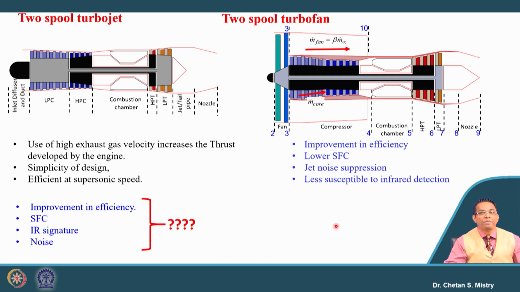They come with improvement in efficiency and lower specific fuel consumption. We have jet noise suppression. At the same time, it is less susceptible to infrared detection. So the limitations we were discussing for the turbojet engine will be overcome by incorporating this turbofan engine.